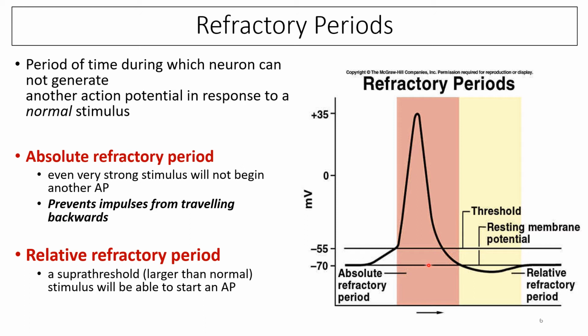A major function of this is to prevent the action potential from traveling backwards, back up the axon towards the soma.